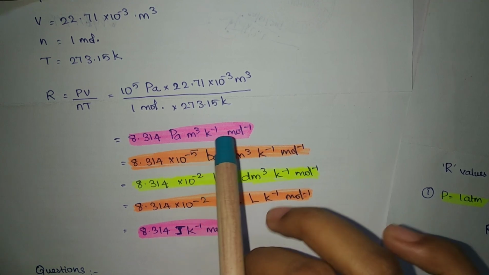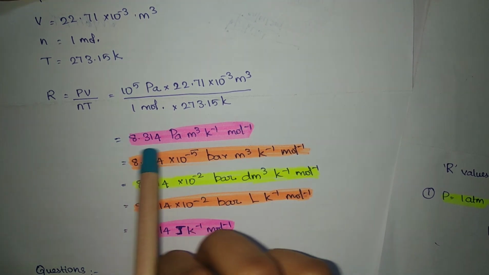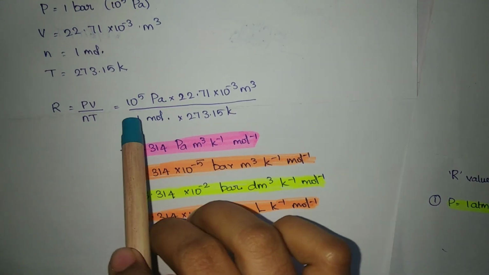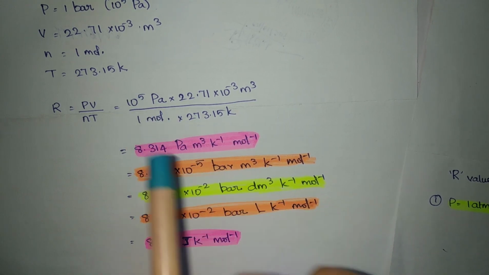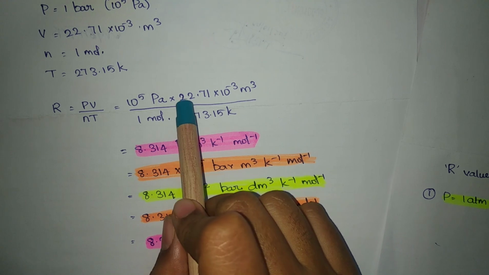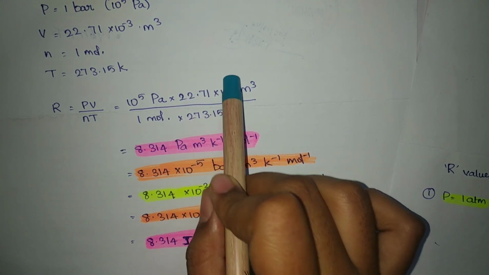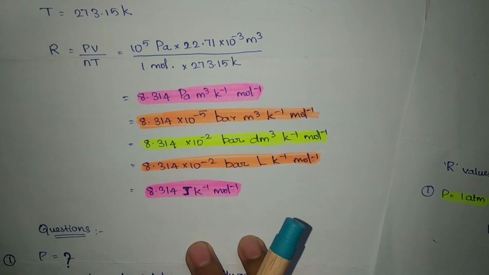So whenever in the question they give standard temperature and pressure, we should use this value for R, and the pressure at STP is 10 to the power of 5 pascals, temperature is 273 Kelvin, and volume will be 22.71 into 10 to the power of minus 3 meter cube. So let us discuss some questions.